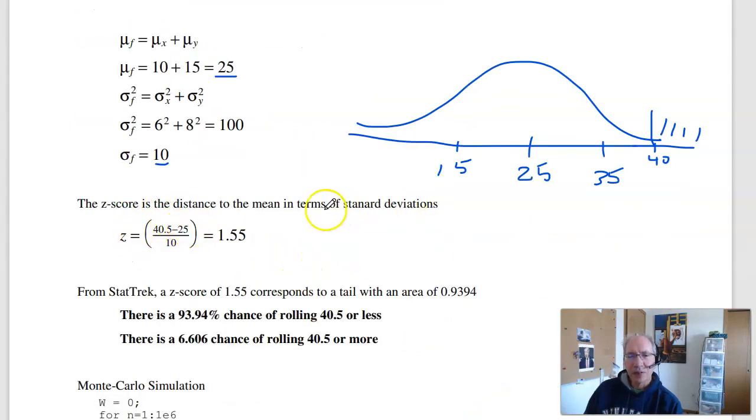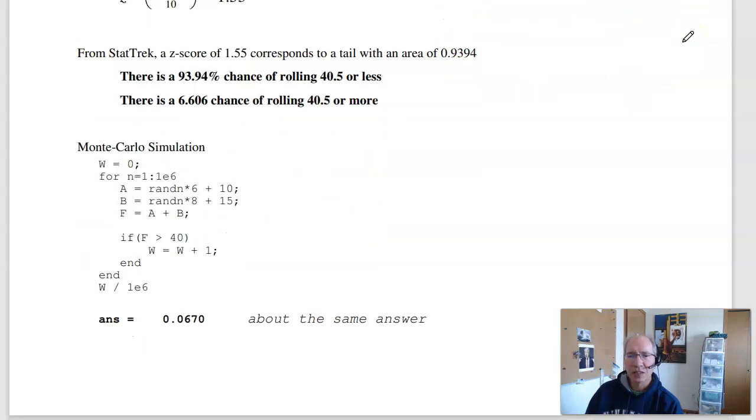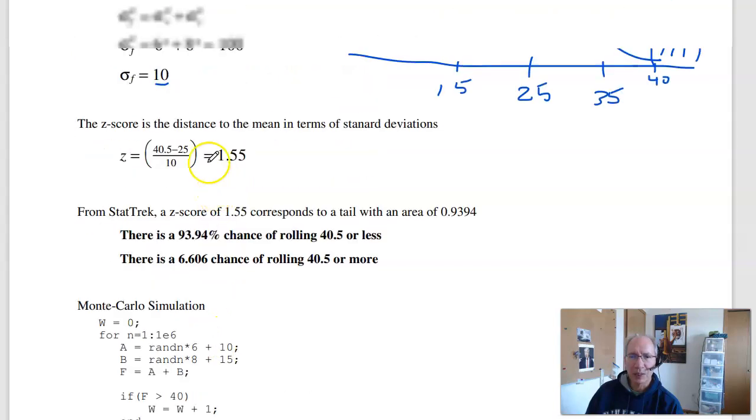Take how far the threshold is from your mean in terms of standard deviations. That gives you your z-score. Using a normal table, I can then convert that to a probability. So the area to the left is 93%. The area to the right is 6.6%. I can check that with the Monte Carlo simulation. If I run this and check, it's 6.7%. A little bit different, mainly because I made a mistake here. It should be 40, not 40.5.